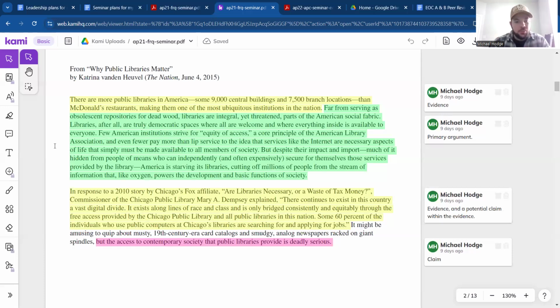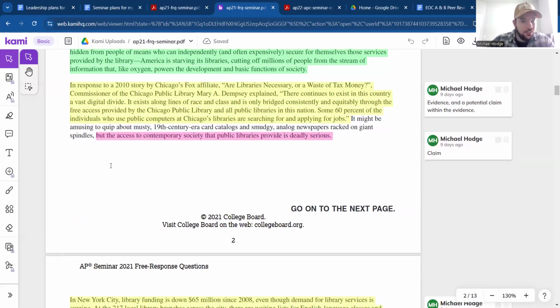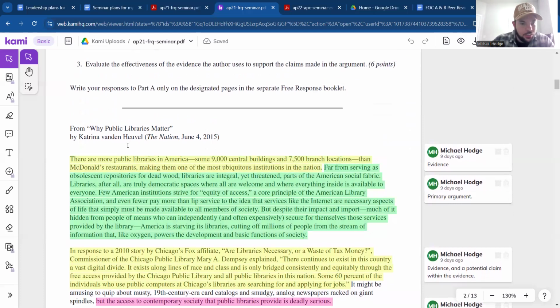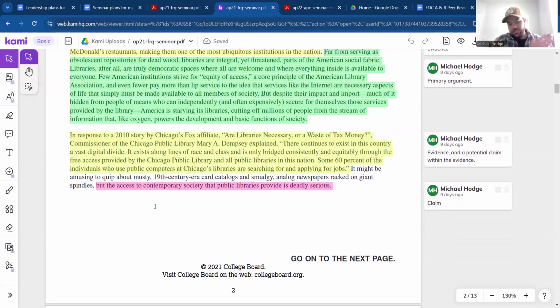When you go to write the Q2, you've sat here and you're like, okay, I found the claims, but now how am I going to know what to write? Go one by one, dude. So you have this claim. What's the author's name, dude? Katrina Vanden Heuvel. You could say the author, or you could say the author's name, whatever you want, right? The author makes their first claim: the access to contemporary society that public libraries provide is deadly serious. You could reword this to make it shorter, paraphrase it, but that's the author's first claim.